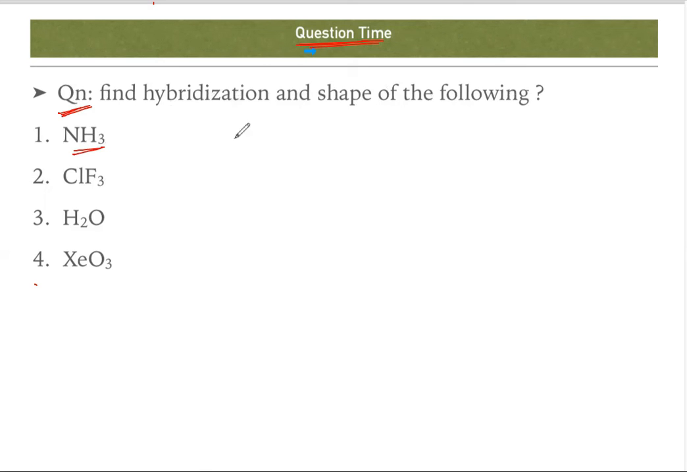As we already know, nitrogen belongs to which group? Nitrogen belongs to group number 15. So 15 means 5 electrons around the center atom, which take part in the bonding. So for nitrogen, how many electrons are there? 1, 2, 3, 4 and 5. Hydrogens are 3.